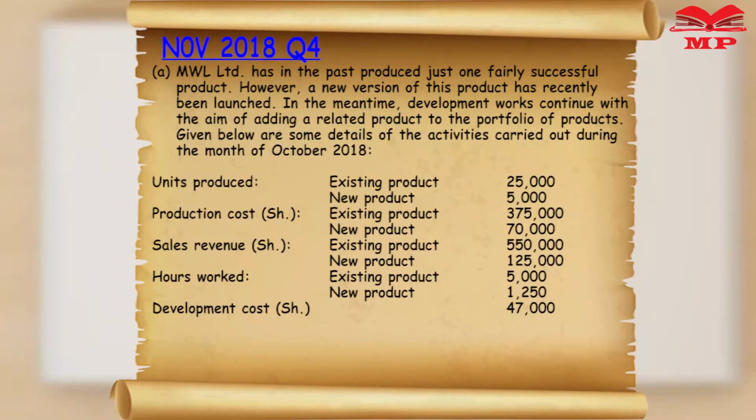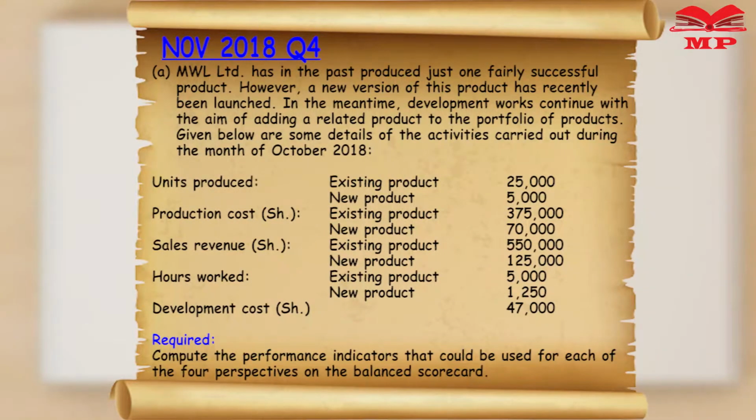We have units produced, existing product 5,000, new product 5,000. Production cost in shillings, existing product 375,000, new product 70,000. Sales revenue in shillings, existing product 550,000, new product 125,000. Hours worked, existing product 5,000, new product 1,250. Development cost in shillings 47,000. Required: compute the performance indicators that could be used for each of the 4 perspectives in the balanced scorecard.